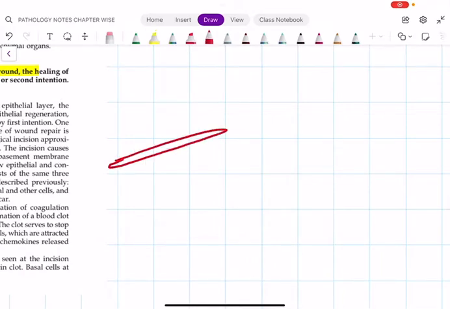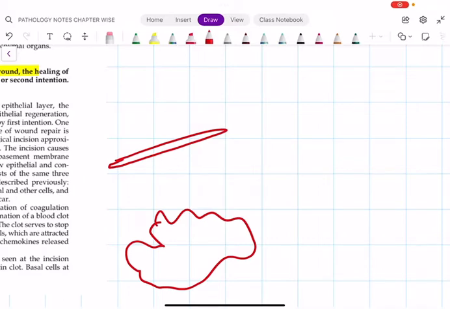This is a well-cleaned, clean, incised wound. You can well appreciate the margins. In such a case, the healing occurs by first or primary intention. Second intention means, suppose you get a large wound like this, a crushed injury with ill-defined margins, irregular surface, dirty look. Then they will heal by second intention. This is the basic difference.